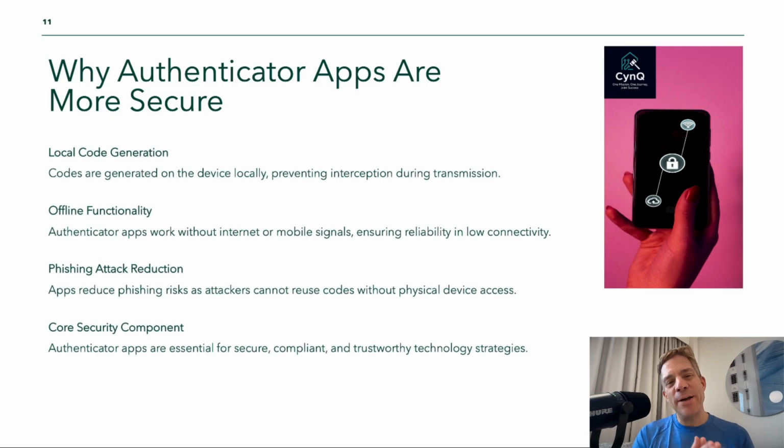Now let's talk about why Authenticator apps are more secure. So codes are generated on the device locally, preventing interception during transmission. Authenticator apps work without internet or mobile signals, ensuring reliability in low connectivity. Also, apps reduce phishing risks as attackers cannot reuse codes without physical device access. And Authenticator apps are essential for secure, compliant, and trustworthy technology strategies.